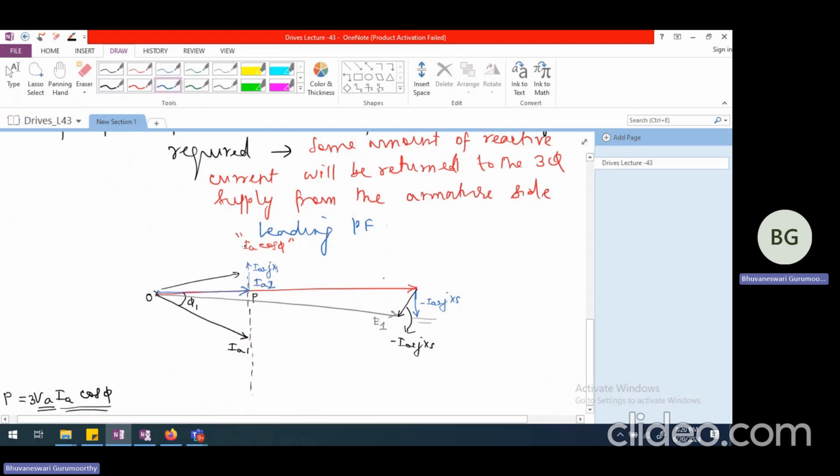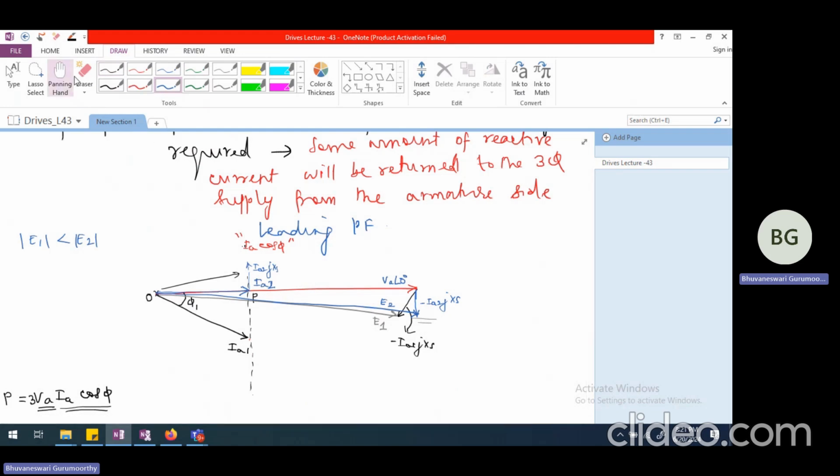So when I add VA angle 0 to this minus IA2 JXS, now the newer value of excitation voltage is here. This blue colored vector is E2, which is longer than E1. If I look at E1's magnitude, it is smaller than E2's magnitude. This E2 happens to be longer, and that corresponds to the excitation voltage when I am having a unity power factor current.